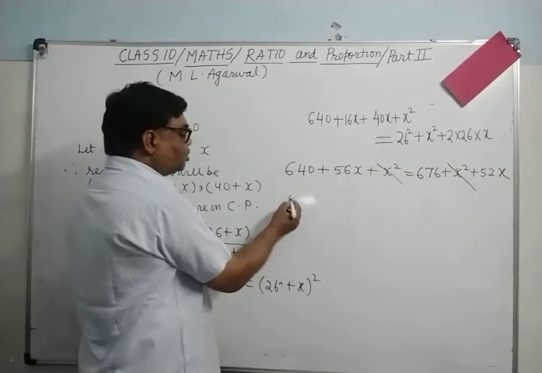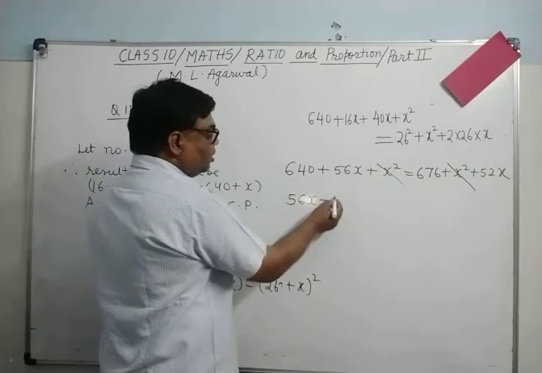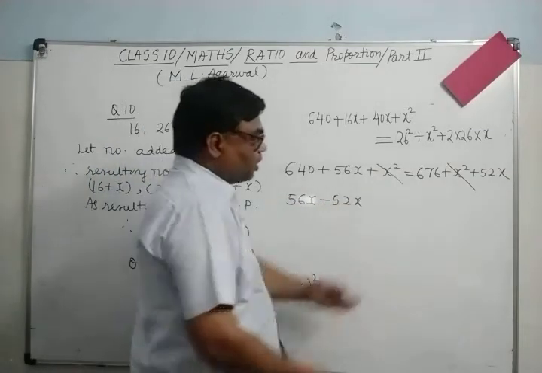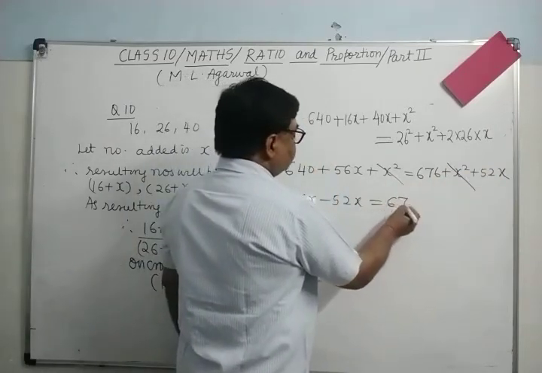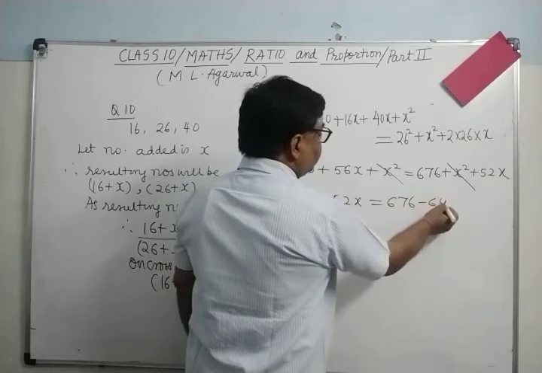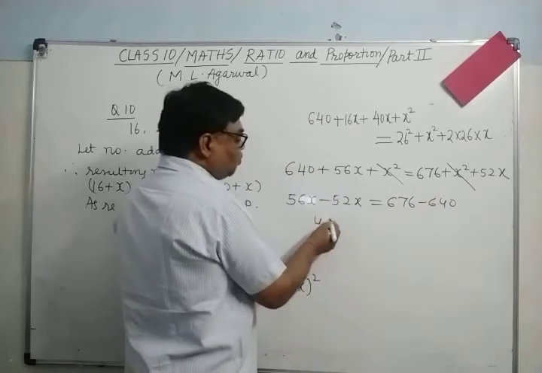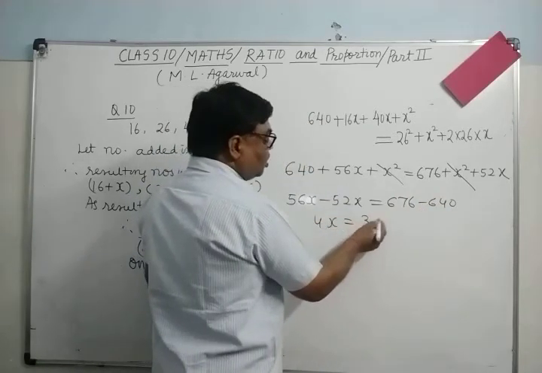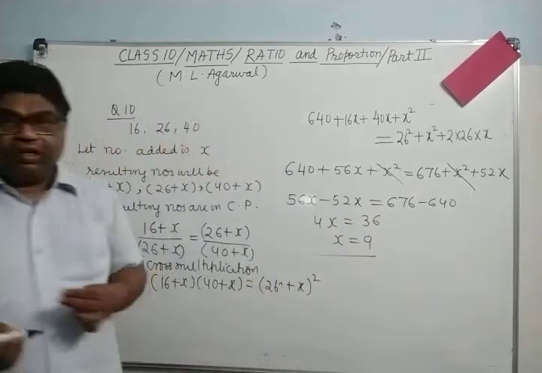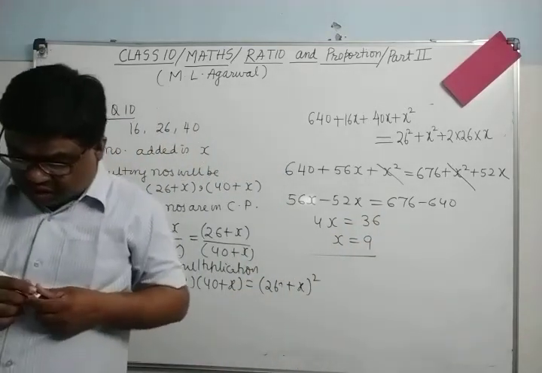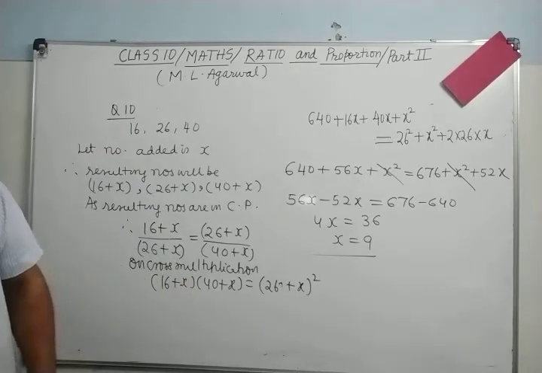You bring the terms of x to one side, 52x. When you bring 52x to this side, it becomes minus 52x equals 676 minus 640. So 4x equals 36, so x equals 9. This way you can determine it. Now question number 11 you can see here.